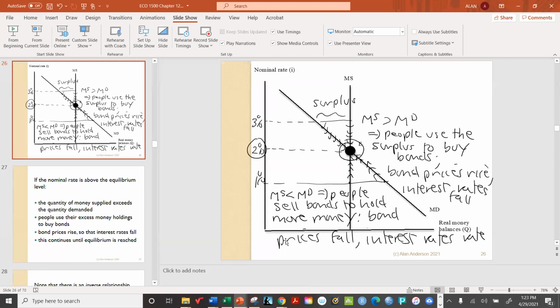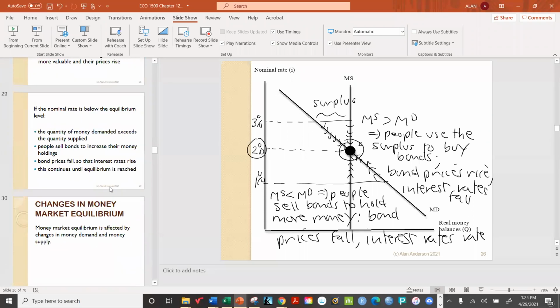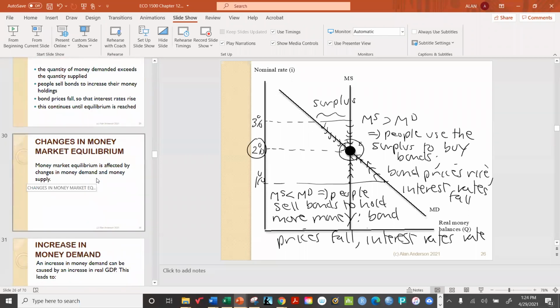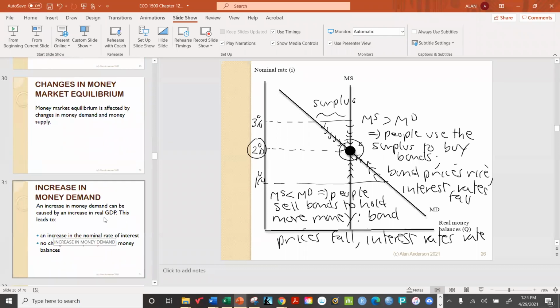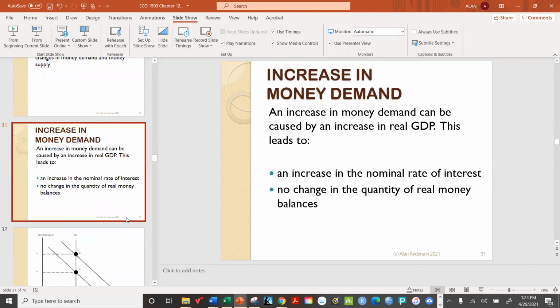Well, that's interesting. Now, having said all that, what if there's a change in one of these factors and one of the curves shifts? Well, we've already seen this before in other applications. So for example, what happens if the demand for money increases? And so here it is.